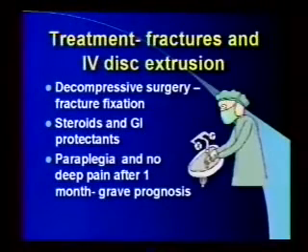The treatments are, certainly if there's a fracture or an intervertebral disc extrusion, we want to do this decompressive surgery as soon as possible, fix the fracture, and then they'll probably be continued on some steroids and some GI protectants, because if we don't give them some GI protectants along with those steroids, then they're going to get ulcers, and they could even perforate an ulcer, and that can cause complications that can lead to death.